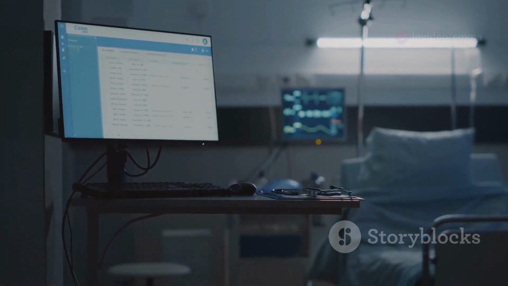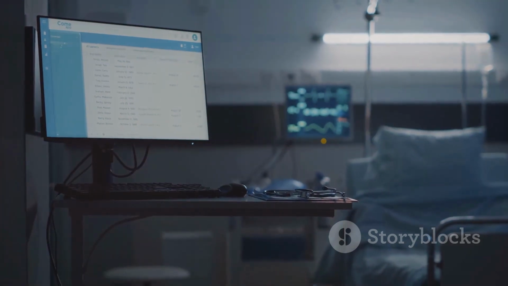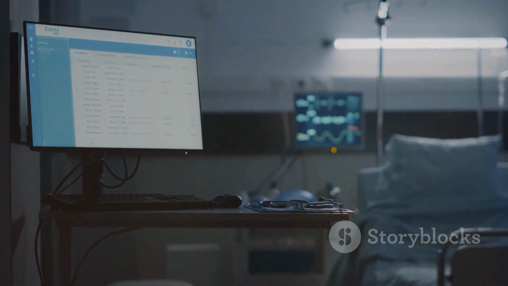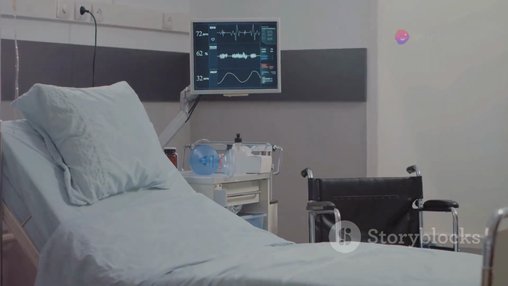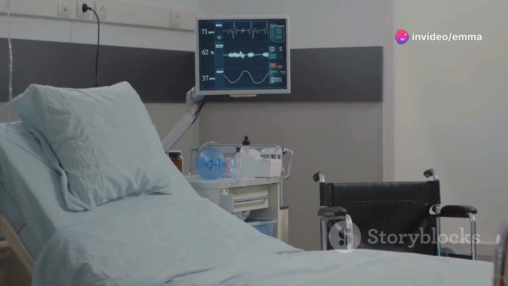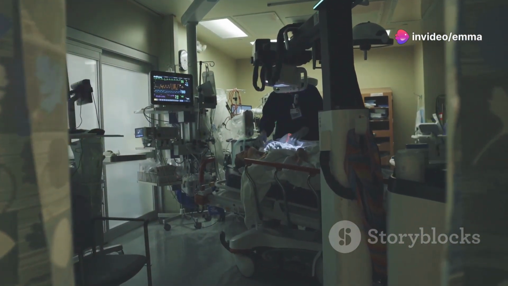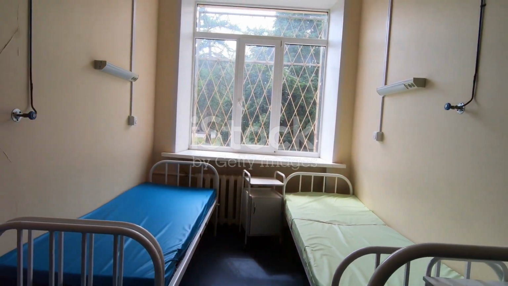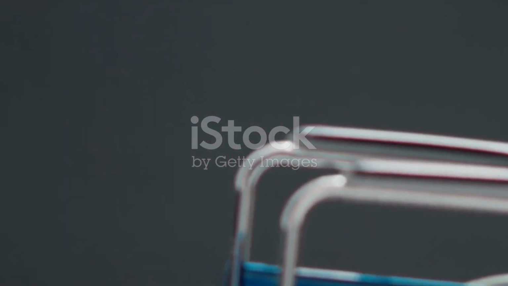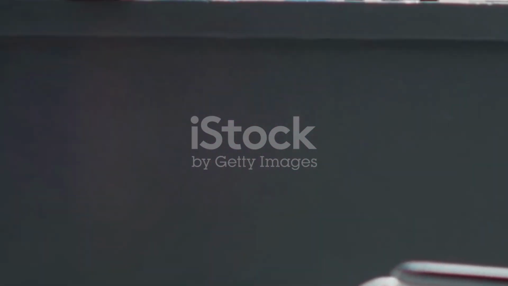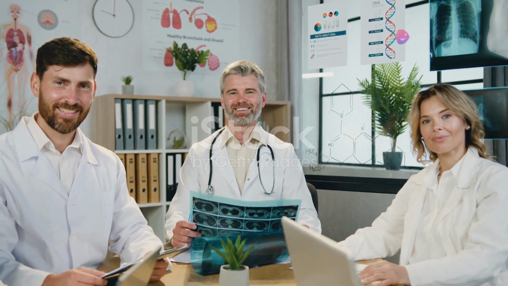Hospitals, those beacons of hope and healing, weren't spared either. Patient records became inaccessible, appointments were canceled, and in some cases critical medical equipment went offline. It was like something out of a medical drama, but without the satisfying resolution. We were in a state of emergency. Not being able to access patient records or use essential equipment put lives at risk. It was a dire situation.